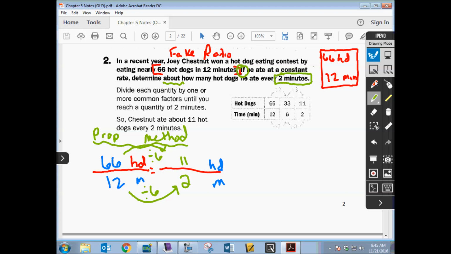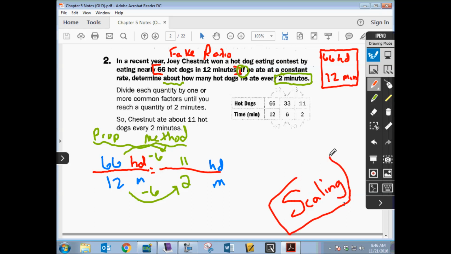Now, for this one, it actually worked perfectly where we could turn 12 into 2, right? But there could be a time where this number might be 5. Can you turn 12 into 5 without dividing by a decimal? No. So we'll get to how we do that here in a minute. But right now, we're going to use something called scaling. Okay? Write that word because we're going to hear it a lot. Scaling.